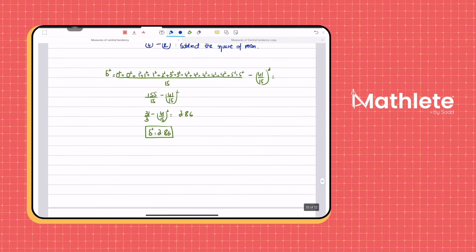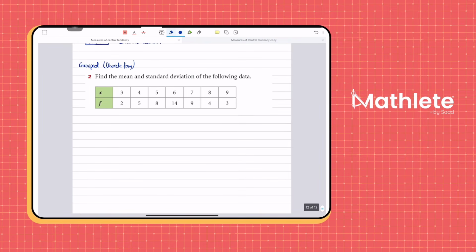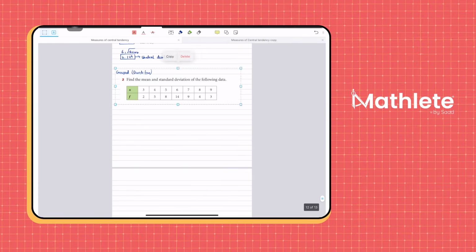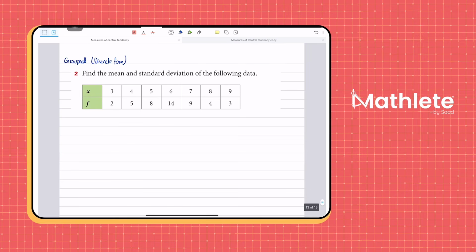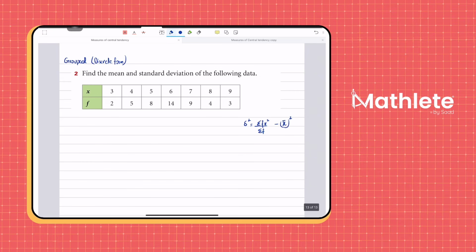So the question here says find the mean and standard deviation of the following data. Let's take this to a fresh page because there's going to be a lot of work. Now, if you look at this formula, you will notice that it is not any different from the previous one, except that once you find x squared, you multiply that by the frequency and then sum it up. Let's start with the mean.